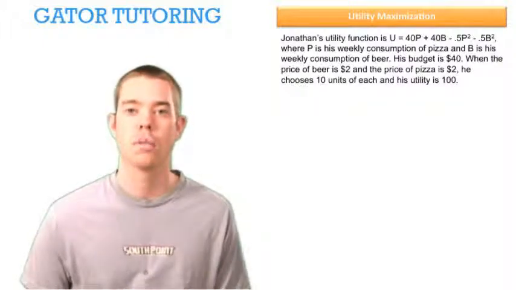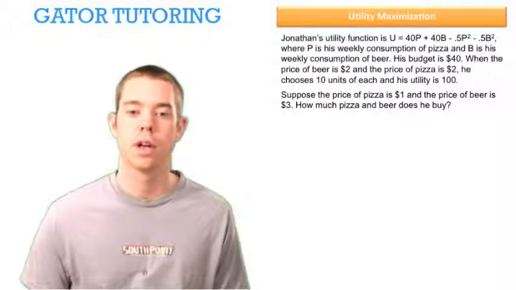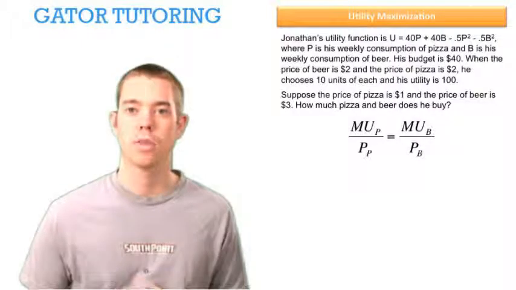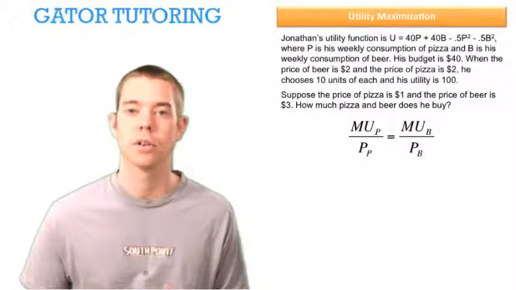You can check that if you want, but it's not too important. The question says, suppose the price of pizza is $1 and the price of beer is $3. How much pizza and how much beer does he buy? Well, we know that the optimization condition says equal bang for buck. We must set the marginal utility of pizzas divided by the price of pizzas equal to the marginal utility of beers divided by the price of beers.